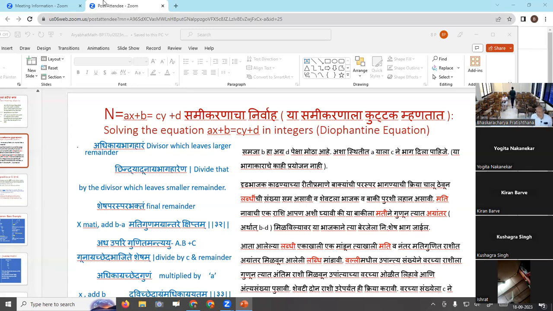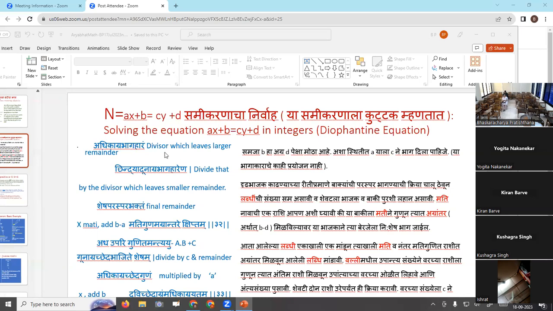Okay, so today we shall discuss the method of Aryabhata for solving equations of this type: ax plus b equal to cy plus d. So here a, b, c, d are positive integers and we want to solve this and find out integer solutions x and y.